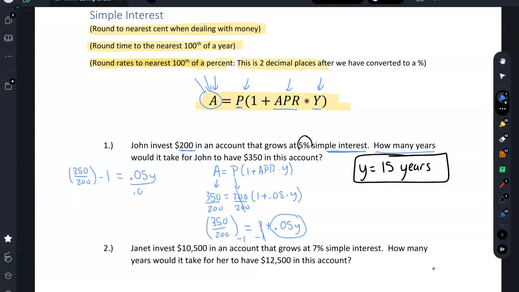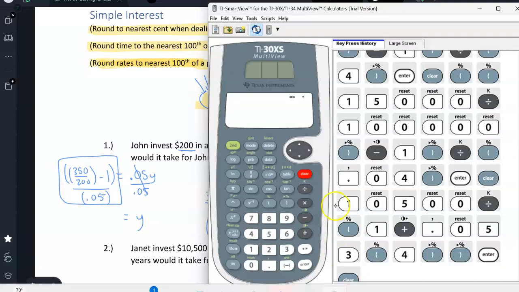And my last step is to get that y by itself by dividing by that 0.05. I need to divide the entire left-hand side by 0.05. So here's a trick. I need to put that entire side in parentheses when I punch it in my calculator. So this is going to be the answer that I punch in my calculator exactly how I punch it in my calculator. I do want to get in the habit, even though it's not needed here, of putting my numerator and denominator in parentheses. So I'm going to put parentheses around that 0.05.